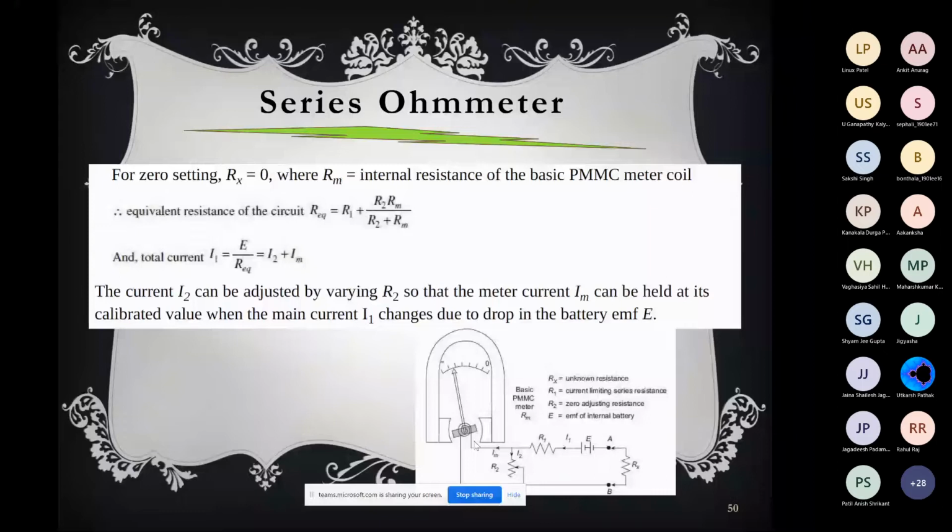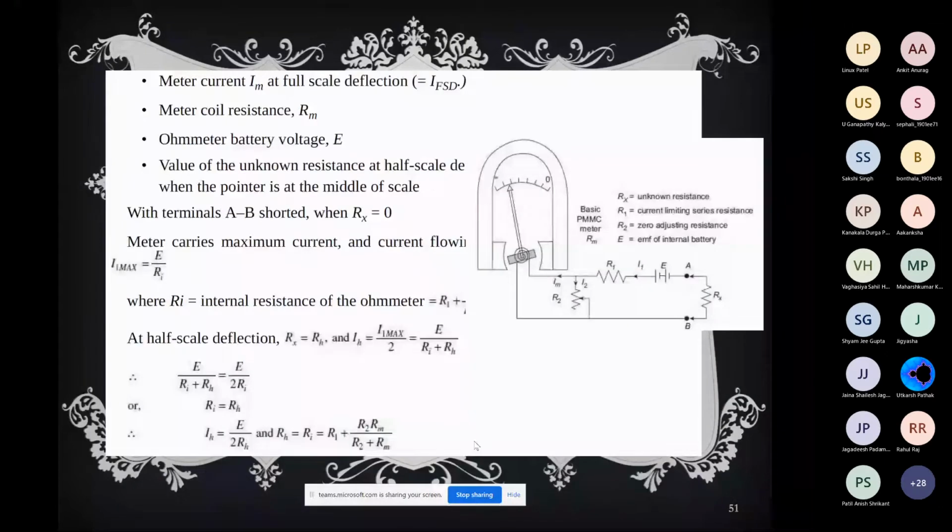Next, let's see the full analysis when Rx is present or Rx is 0. Both cases we will see. Now let's see, whatever I was telling, that the meter current Im is the full scale deflection current IFSD when Rx is 0. Meter resistance is Rm ohm. Ohm meter battery voltage is E.